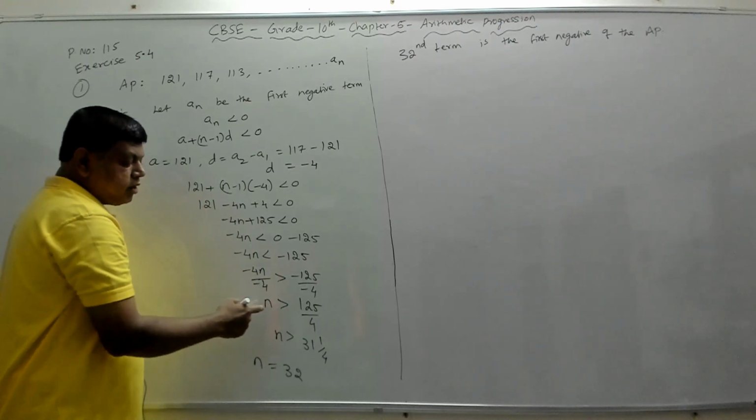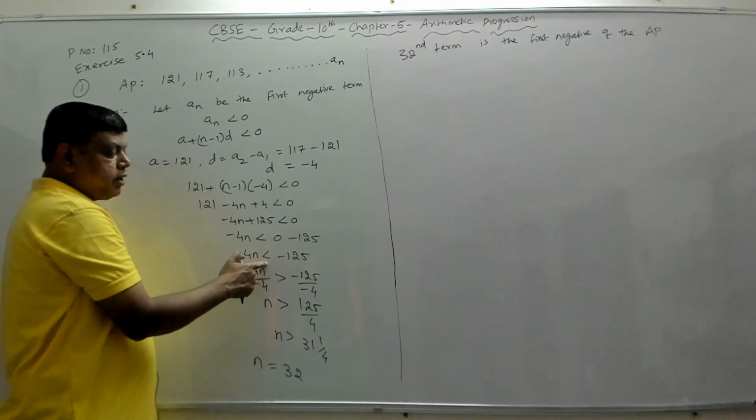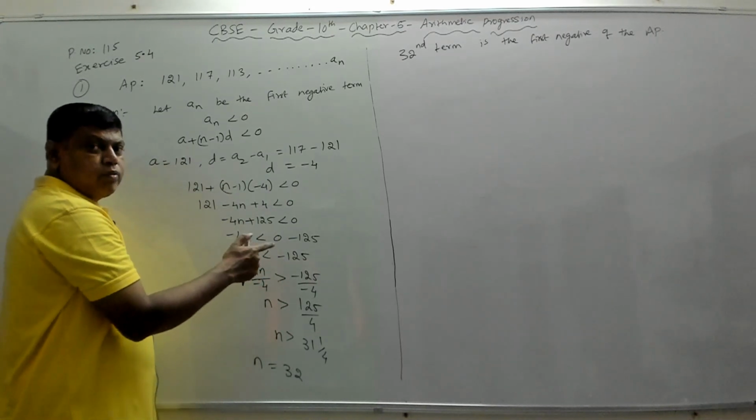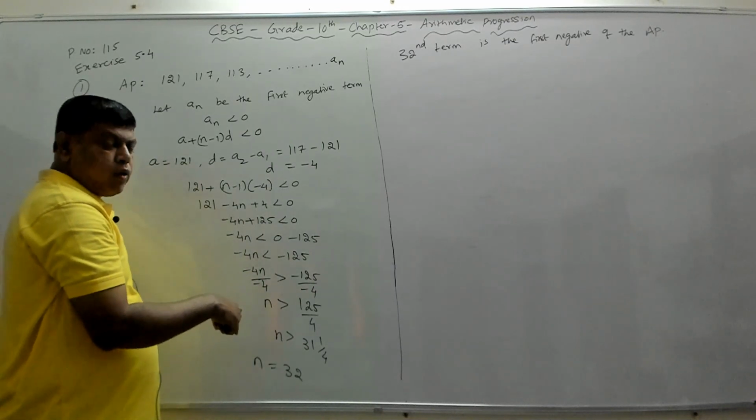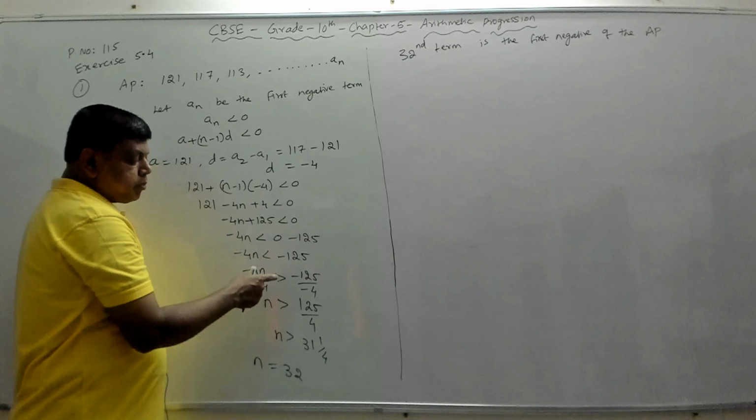Only then this will get cancelled. And when you divide or multiply both sides of an inequality, greater than, less than, or not equal to, these are called inequalities, right? Then your inequality will change. Less than will become greater than.